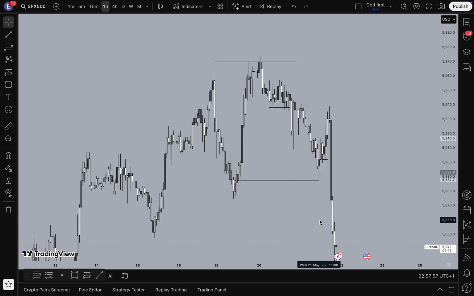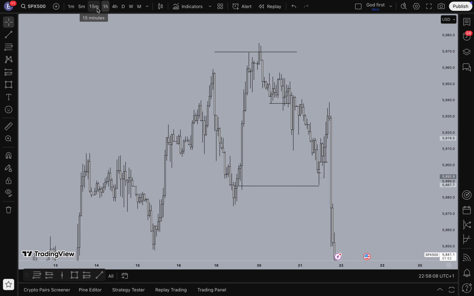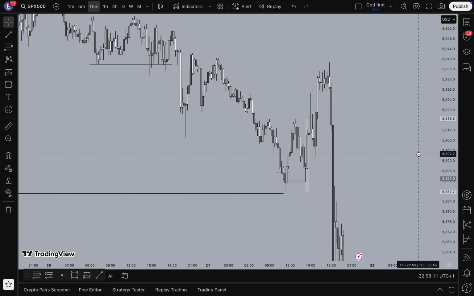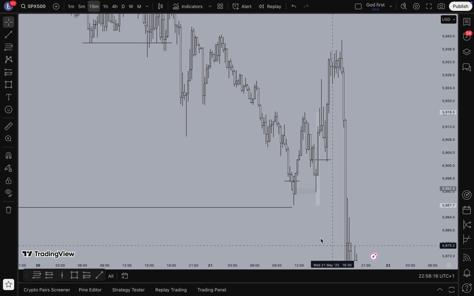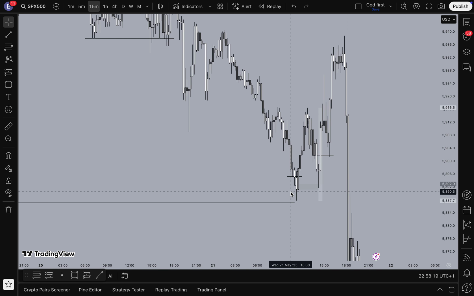This happens around 11 a.m., and New York opens at 1:30 for the UK. Then let's hop into the 15-minute. This is where I get more clarity, because first we can see the sweep, and then we can see a market structure shift. I'll show you guys that in a second. But first, price respects this order block.